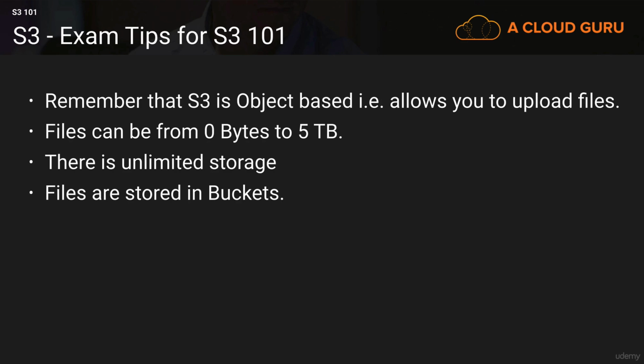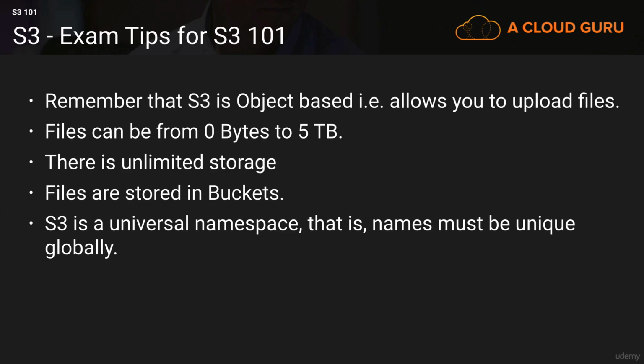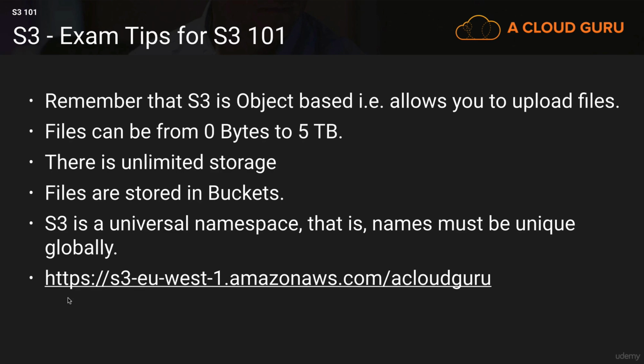Buckets is just a fancy name for a folder, and S3 has a universal namespace, so that means that the bucket names must be unique globally. And in the next lab, we'll show you how to create a bucket, and we'll try and take test bucket, for example. So in terms of what the actual link looks like to your S3 buckets, it always looks like this. So it's S3, then a hyphen, the region, then .amazonaws.com, and then a slash and the bucket name. Do definitely remember that format going into the exam.